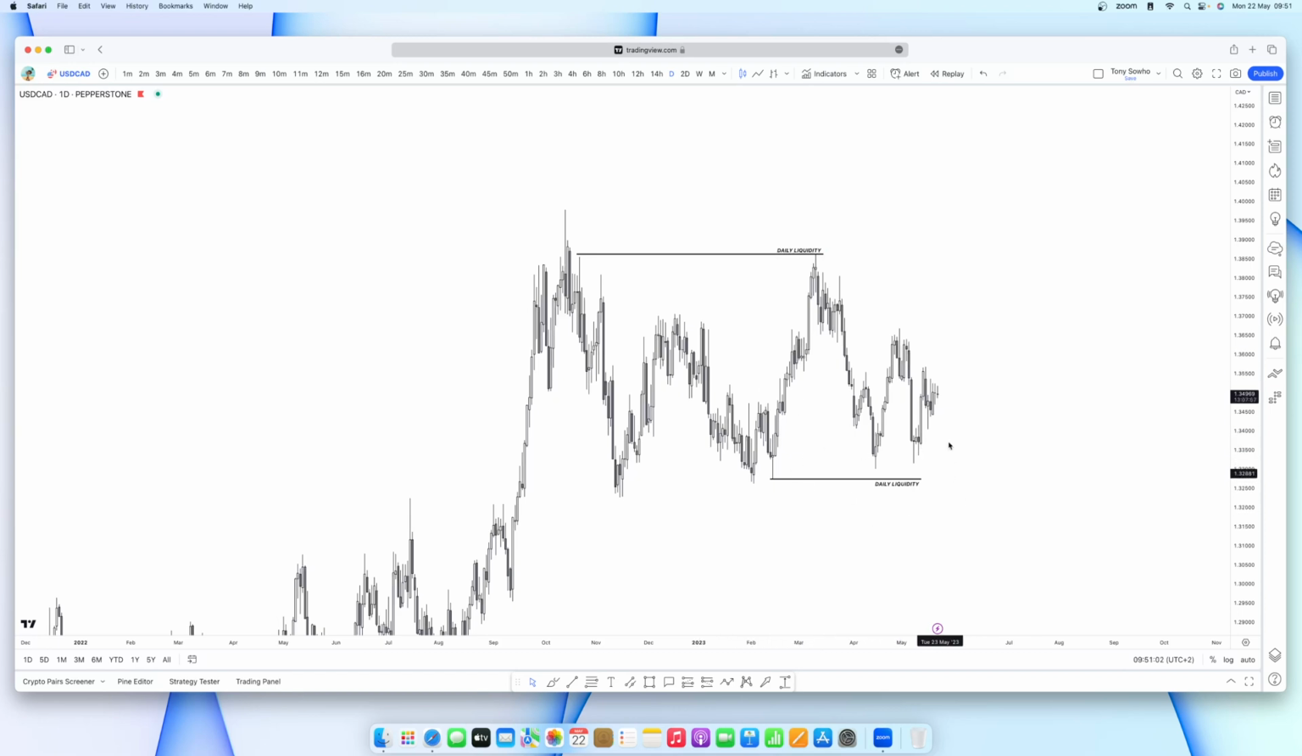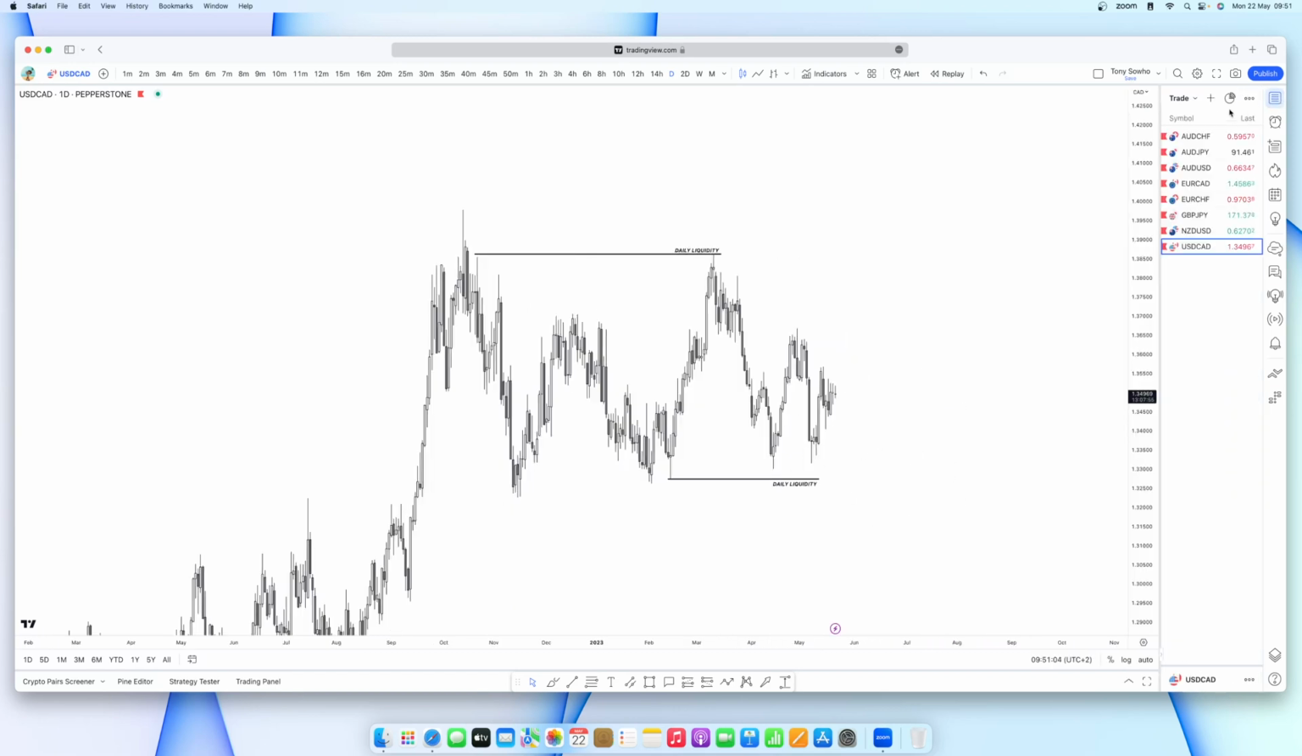Okay, so keep an eye on each of these assets. If you trade any one of them, focus on it more: AUD CHF, AUD JPY, AUD USD, Euro CAD, Euro CHF, GBP JPY, NZD USD, and USD CAD.